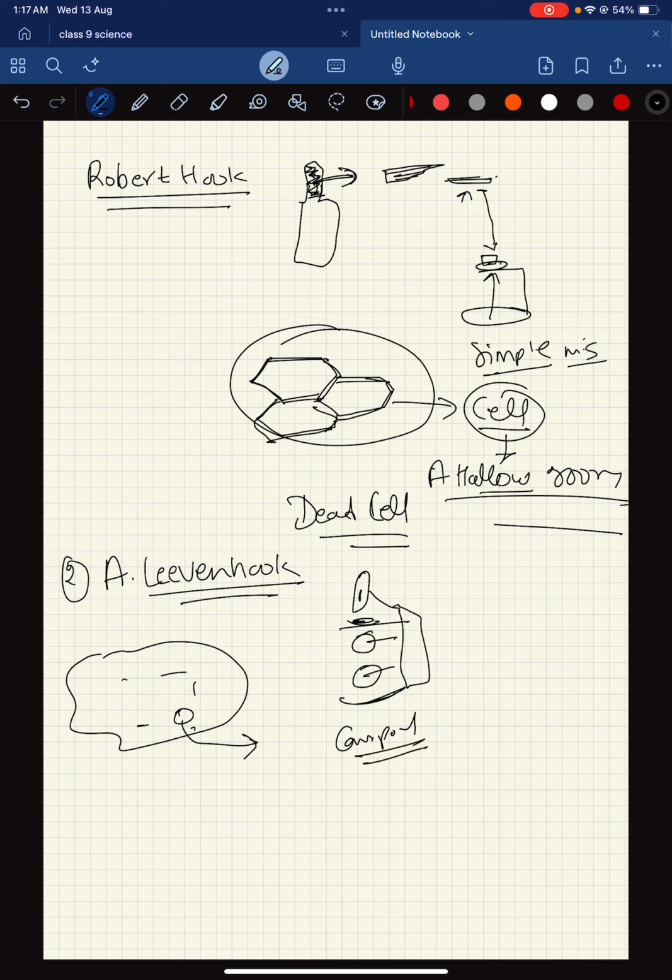Compound microscope is a type of microscope. There are two lenses. First is this and second is this. It is more clear than a simple microscope. Then he sees this type of scene. They see an outer membrane and a center dark zone that is called nucleus, and the outer body is called cell membrane or plasma membrane.